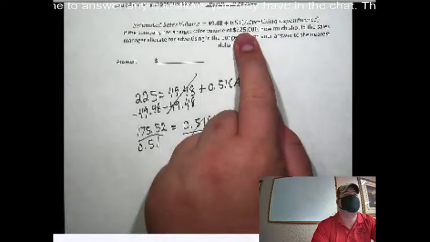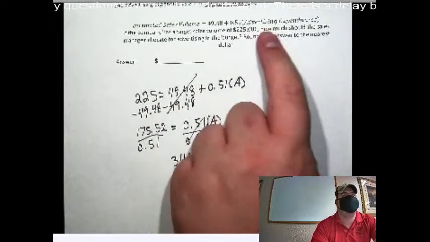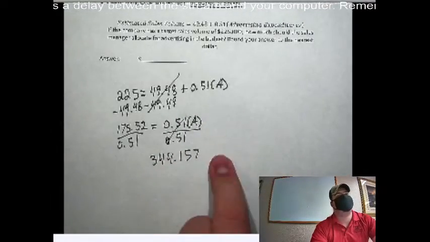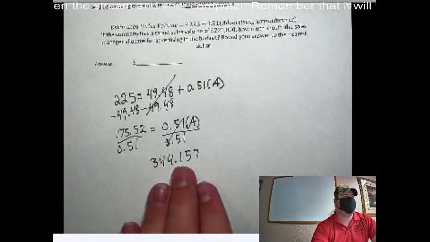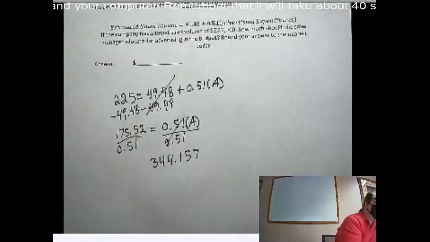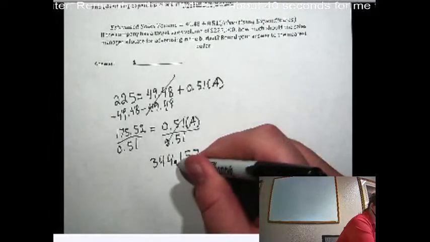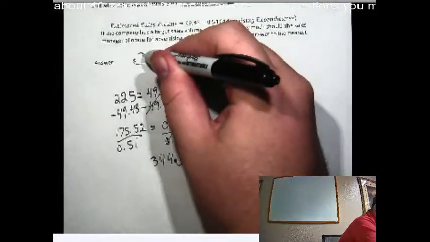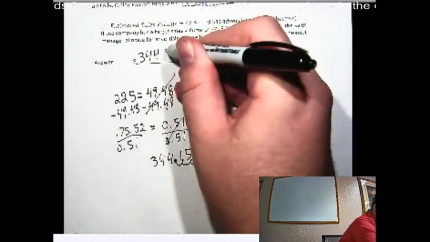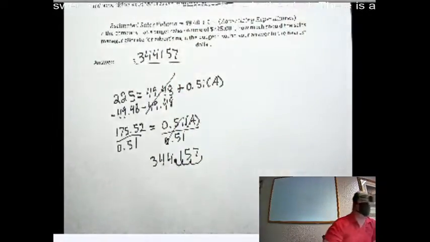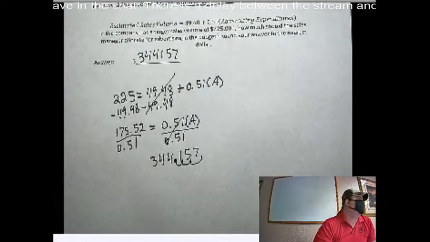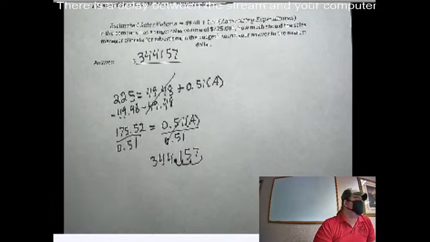Remember that I converted this into thousands of dollars. So converted it from 225,000 to 225. So I need to do the same thing to this. I need to convert it back into a normal number because this is in thousands of dollars. Okay? So I will multiply this by 1,000, or in other words, move that decimal 3 places to the right, and that is now my final answer, 344,157. Any questions? No? Okay.